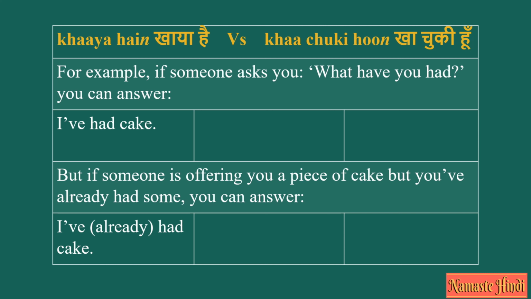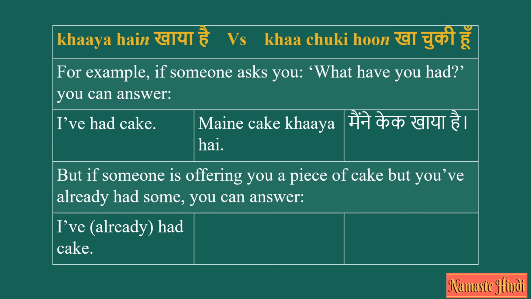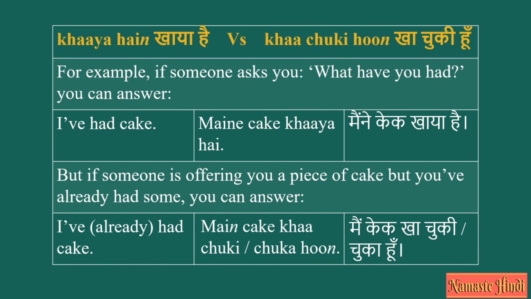Let's look at second example, खाया है versus खा चुकी हूँ. For example, if someone asks you, what have you had? You can answer, I've had cake. मैंने केक खाया है. But if someone is offering you a piece of cake, but you've already had some, you can answer, I've already had cake. In Hindi for feminine subject, it would be मैं केक खा चुकी हूँ. For male, मैं केक खा चुका हूँ.